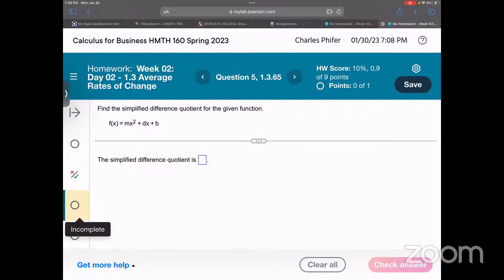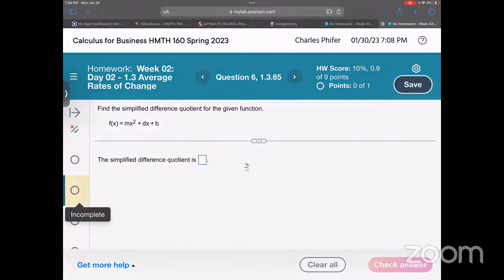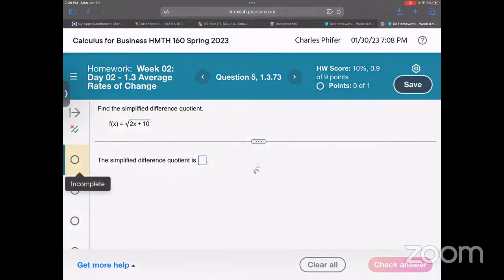Find a simplified difference quotient for the given function. Okay, so it's essentially the same thing. This is going to have a lot of extra stuff. Let me look at the next one. Actually, yeah, could I see this one? Because I can stay after, but I didn't understand that. Do that one, that's fine. We got this. Let's get a copy. Let me see. We're going to take it from here.